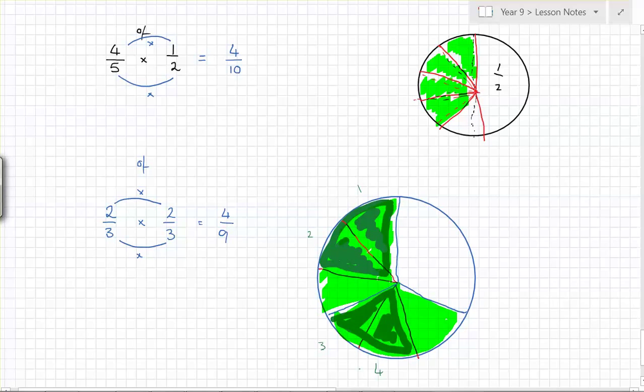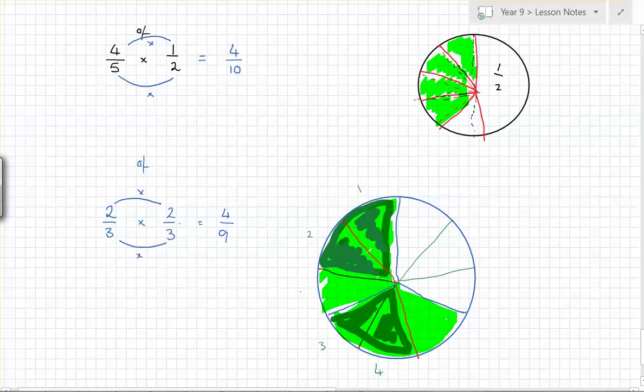And how many pieces would the cake have been split into if I used the whole thing? Nine, because I've got three pieces here. One, two, three. One, two, three. And this piece would also have been split into three. So actually, I now have four out of nine.